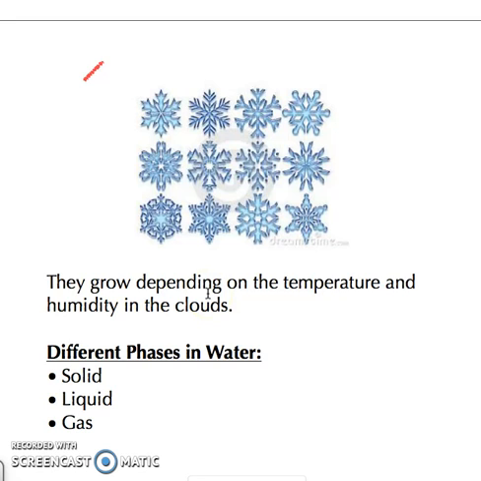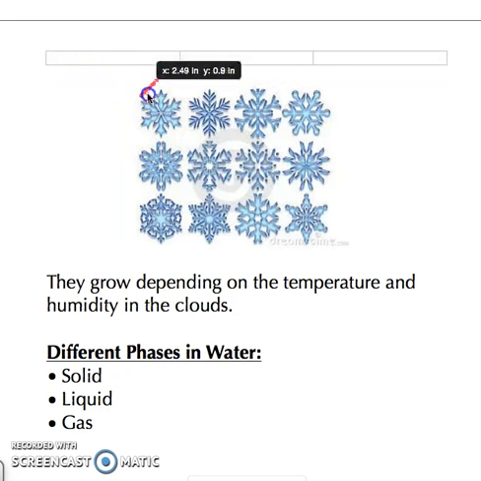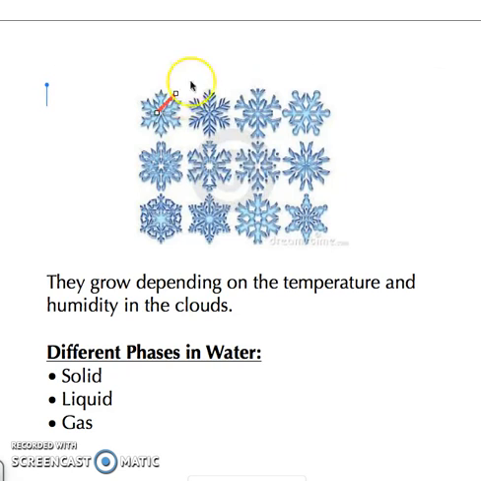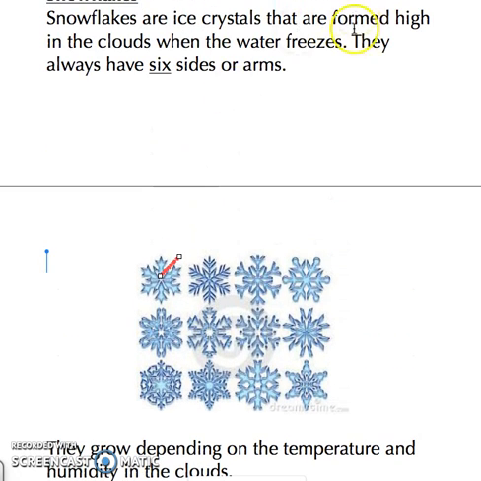So these are all unique, right? None of them look the same. They're all different. Let's count 6 sides. I have this line here as a marker so we can keep track of how many sides we counted. It's my marker indicating when to stop. So I'm going to count 1, 2, 3, 4, 5, 6. It still holds true that they always have 6 sides or arms.